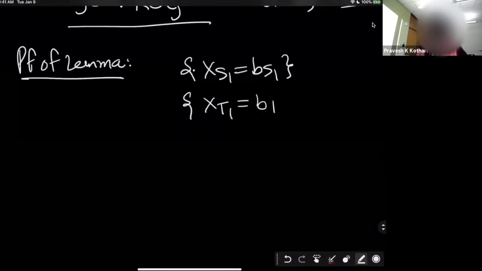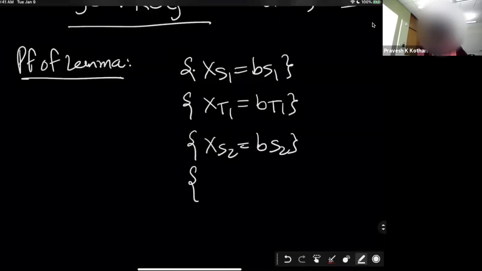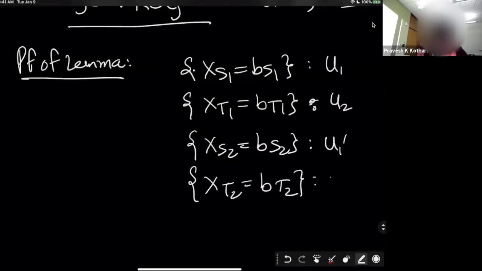Okay, so now come back to the proof of the lemma. I'm just going to write it again. Remember, we had these two sets of constraints that somehow derive the same thing. We said, let U1, U2, U1 prime, and U2 prime be the corresponding collection of clauses that appear in these derivations.